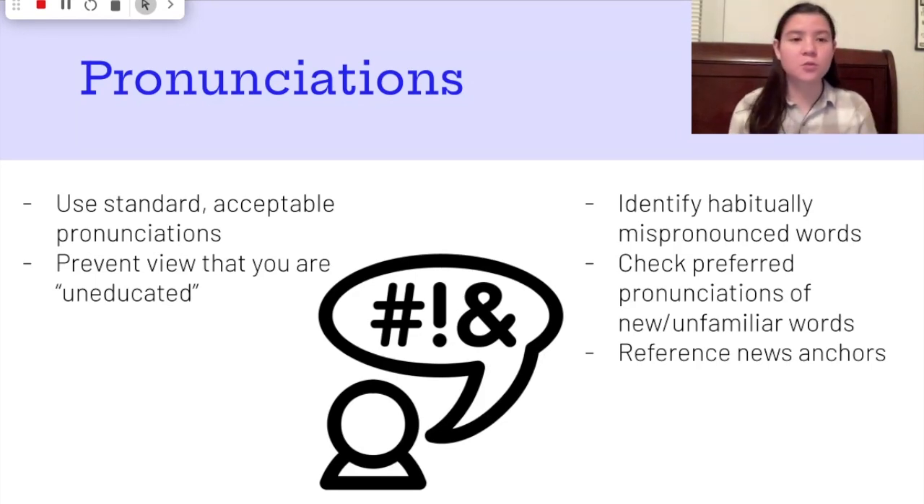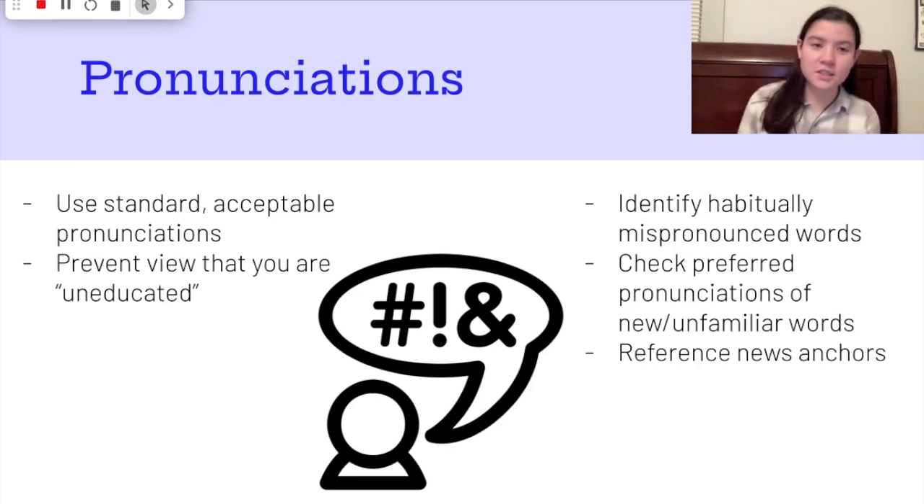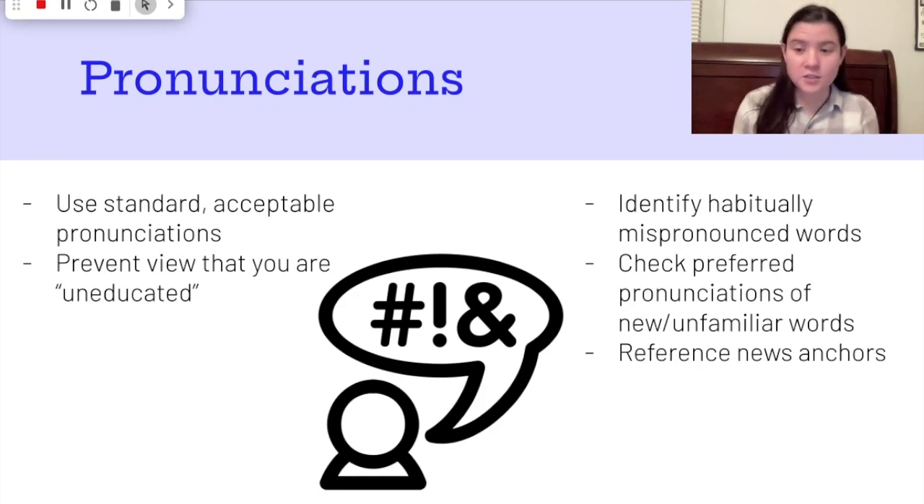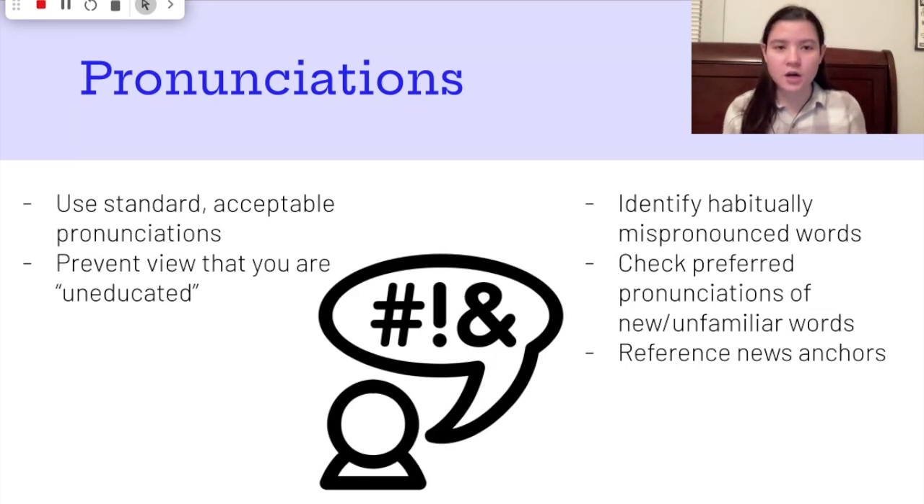For example, think of the word nuclear versus nuclear. Technically, nuclear is an incorrect pronunciation. And some listeners hearing you say that, if they don't say nuclear as nuclear, might view you as uneducated or unintelligent because you're mispronouncing a word. Now, this might not be a fair assessment, but it is still something that we do. So it's important to use pronunciations that are more acceptable to your audience and are going to prevent the least amount of distraction.